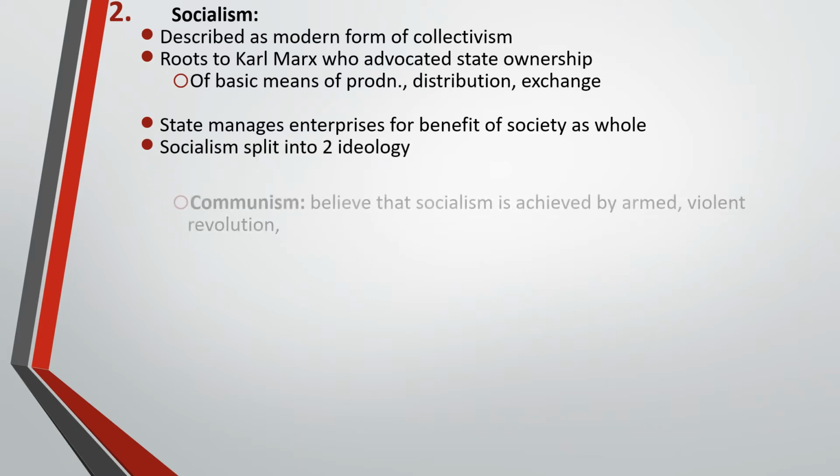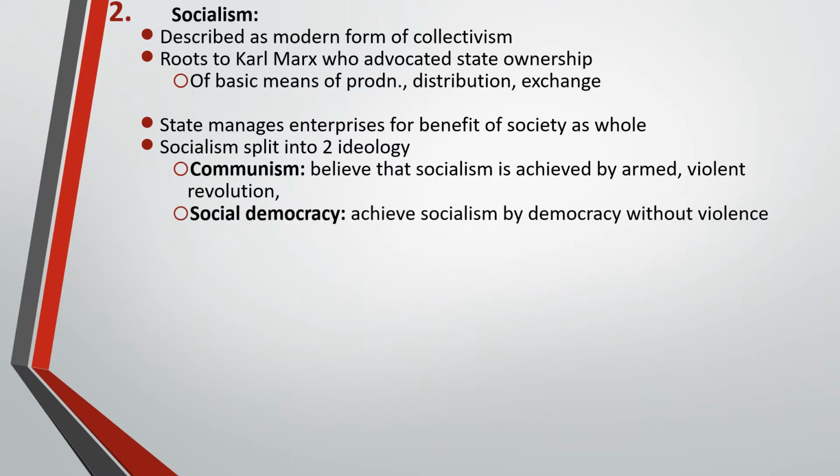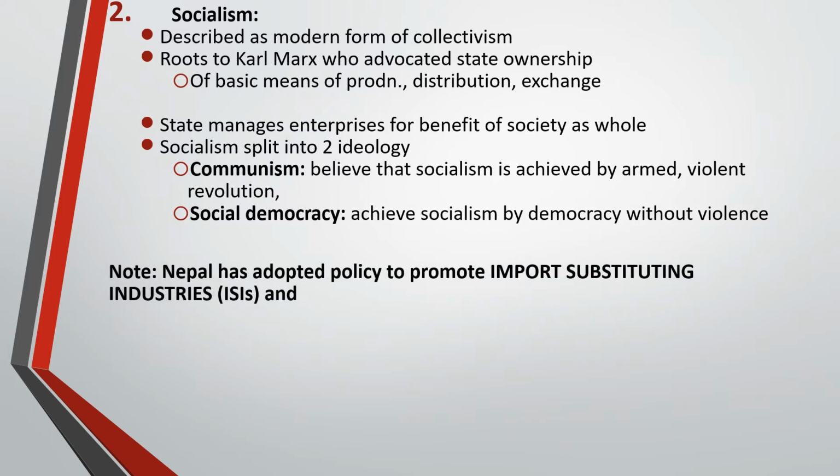Socialism is split into two ideologies. The first is communism, which believes socialism is achieved by armed and violent revolution. Next is social democracy, where socialism is achieved through democracy without any violence.